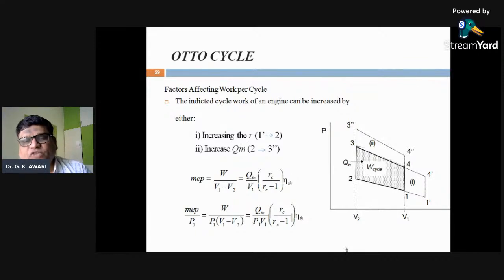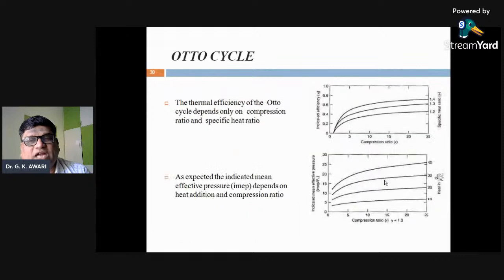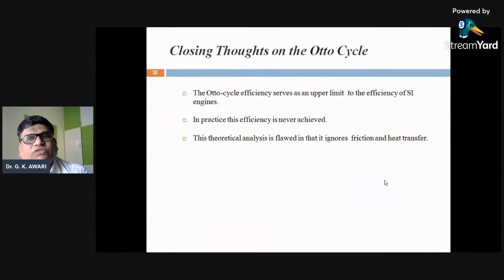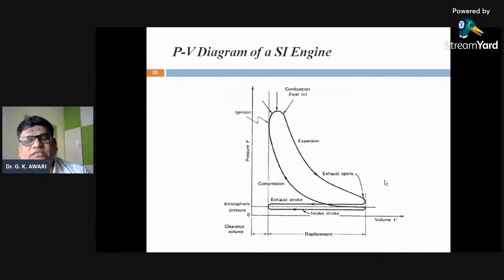That is, if you say increasing 1 to 2, this will go up, 2 to 3 becomes 2 to 3 dash. Again, this will be helpful for the mean effective pressure, MEP, which we also discussed, and its characteristics of thermal efficiency with the MEP, and the relationship between the MEP and P3. This is what we discussed.